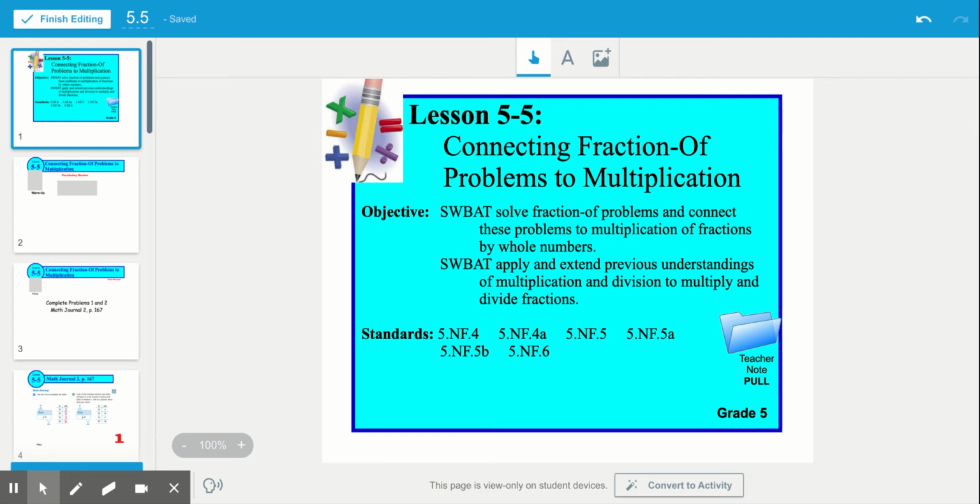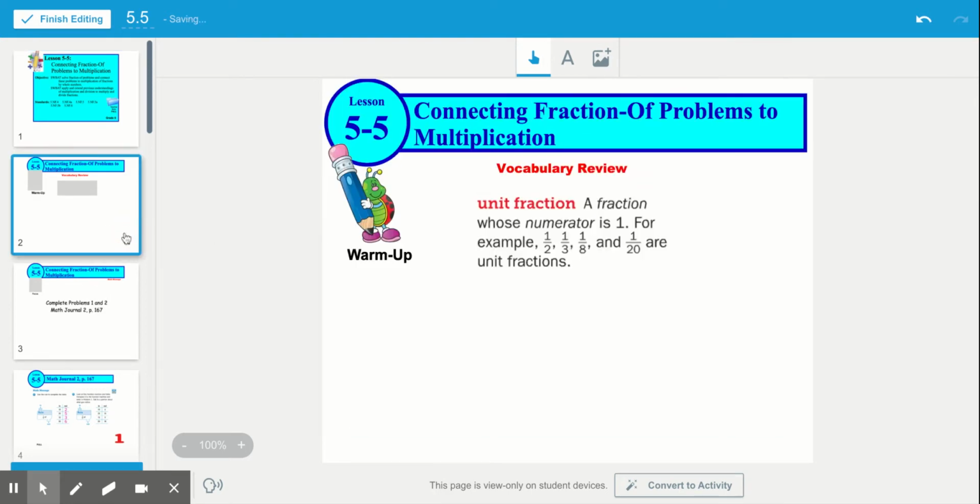In today's lesson, we're going to be connecting fraction of problems to multiplication. We are on Unit 5, Lesson 5. We're going to be able to solve fraction of problems and connect these problems to multiplication of fractions by whole numbers. And we're also going to be able to apply and extend previous understandings of multiplication and division to multiply and divide fractions.